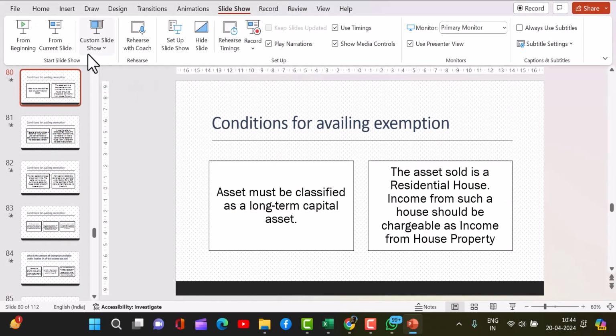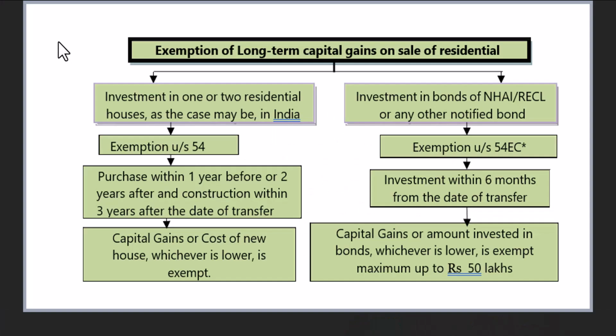Fine. So let's see, investment in bonds. So if you buy a bond, now exemption of long-term capital gain on sale of residential. So it's sale of residential house. Okay. So the other is that you can buy bonds within 6 months and save your tax. Okay. So remember this also. Fine.